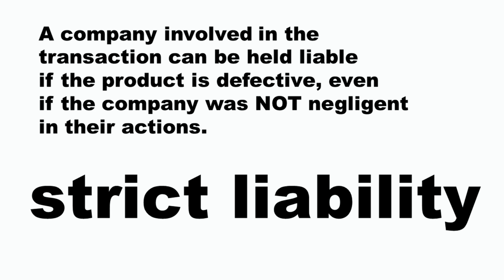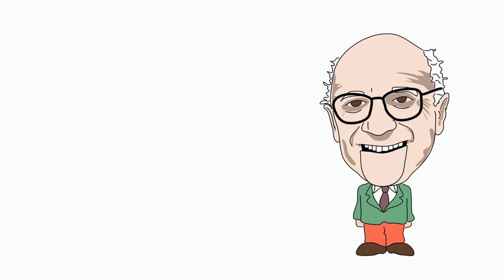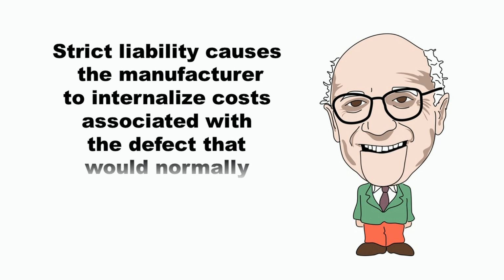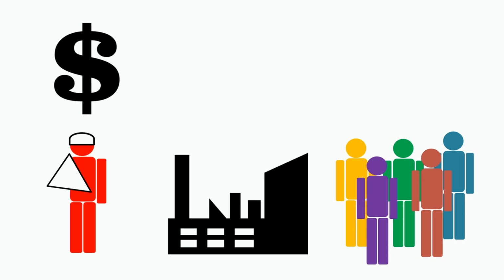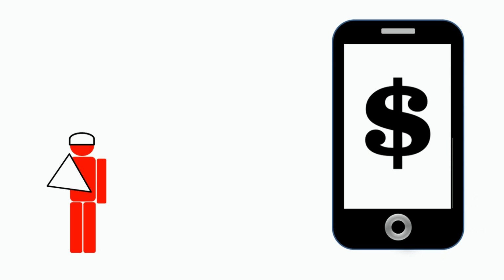Under strict liability, the company is liable if the product is defective, even if the company was not negligent in making the product defective. An economist would say that strict liability causes the manufacturer to internalize costs associated with the defect that they would normally externalize. The manufacturer will anticipate lawsuits and increase their prices to cover these costs. In other words, the cost of the defective product passes from the injured party to the manufacturer to their customers. When you buy the new smartphone, a little bit of money is going toward paying for past and future lawsuits.